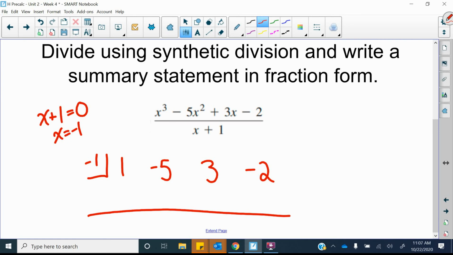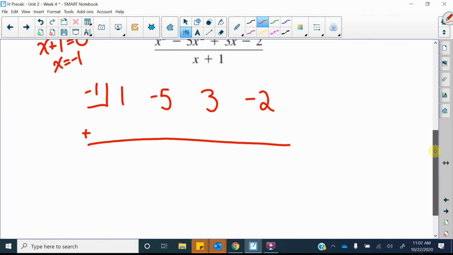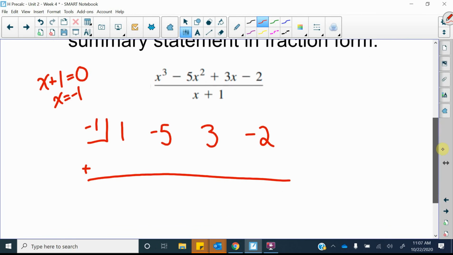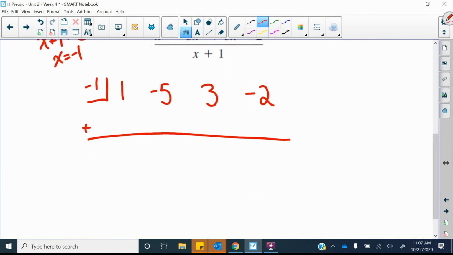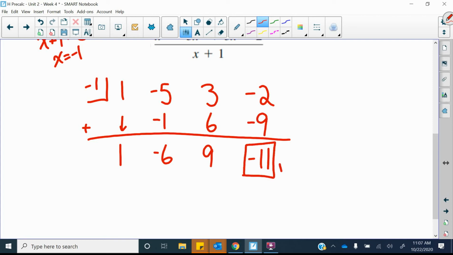Let's see. So I'm going to put my plus sign. And I think I forgot to mention, they want our final answer in fraction form. Right, so let's see, I'm going to bring down my 1. 1 times -1 gives me -1. Add with the -5 gives me -6. -6 times -1 is a 6. Add it with the 3 is a 9. 9 times -1 gives me -9. And we end up with a remainder of -11. So I'm going to box off the remainder.